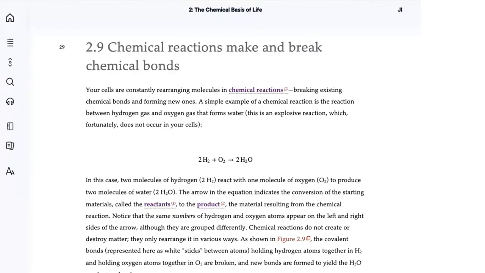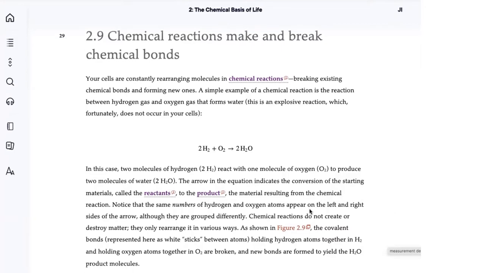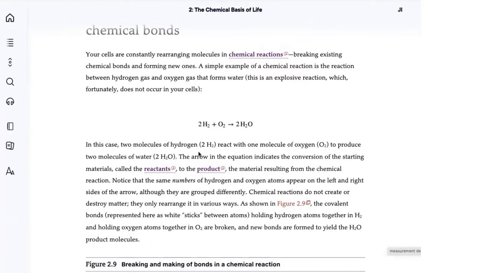Yeah, this one is really kind of nice because it kind of talks about the things we've been discussing so far. It identifies what we mean by reactants and a product. This is not even a biological example.